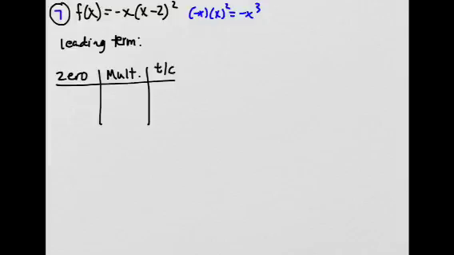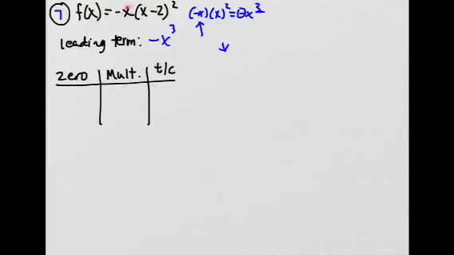So this one's going to have an up-down pattern where the left side is going to go up and the right side is going to go down, because the a is negative and the exponent is odd. If you're not sure, you can check your table, but that's what you get. So as x goes to infinity, f of x goes to negative infinity, and as x goes to negative infinity, f of x goes to infinity.